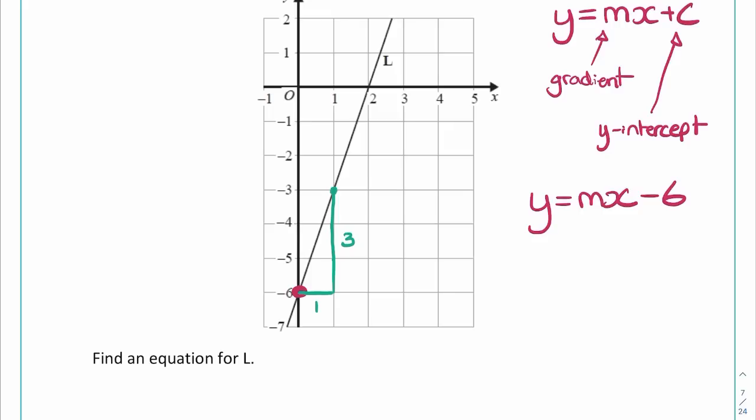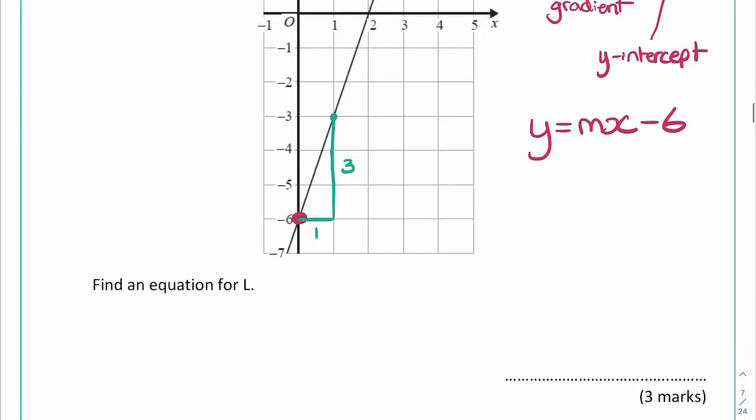Now, the gradient is just how far up or down you have to go to get to the line when you go across by 1. So in this case, we have to go up by 3. So this number here is going to be 3. So our final answer would just be y is equal to 3x minus 6. There you go, really nice and easy to find.